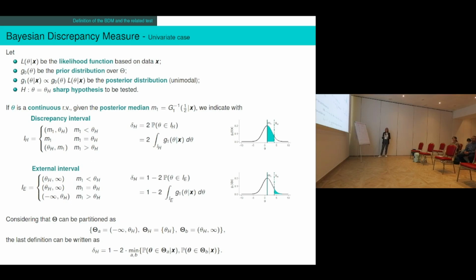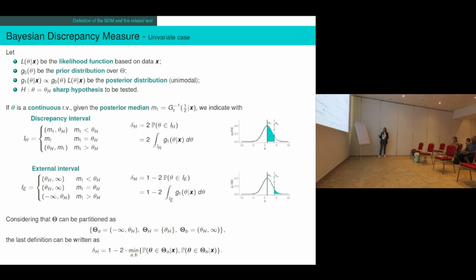under a certain hypothesis. In order to do this, we decided to compute the distance between the posterior median and the hypothesis. So we define the measure for the continuous case. In this case, theta is scalar, but we can define the measure also for the discrete case in an analogous way. We start by taking M1, that is the posterior median, and then we define I_H, that is the discrepancy interval.